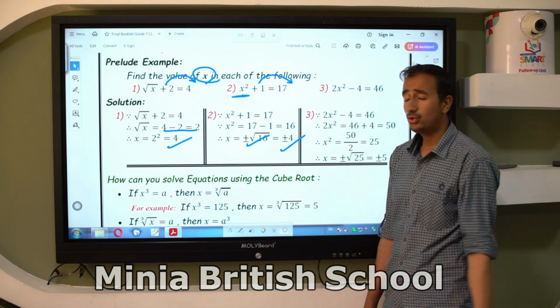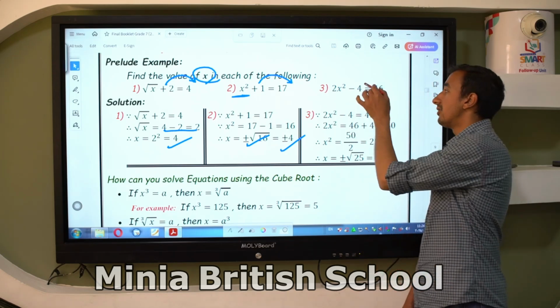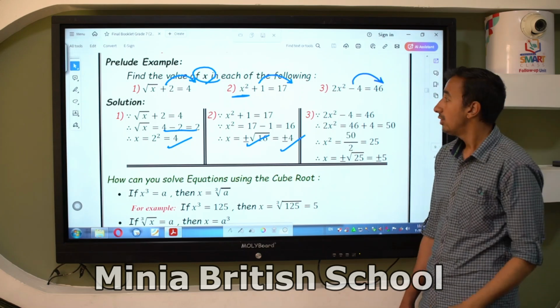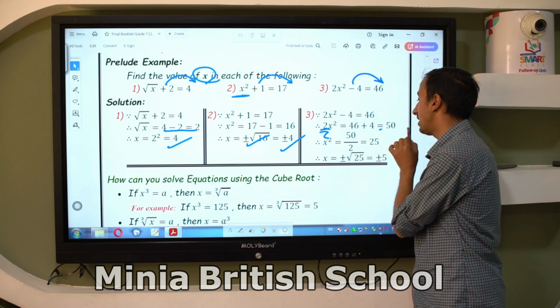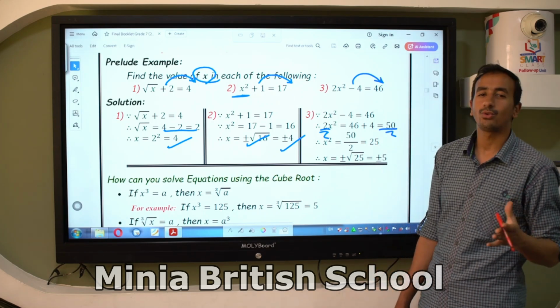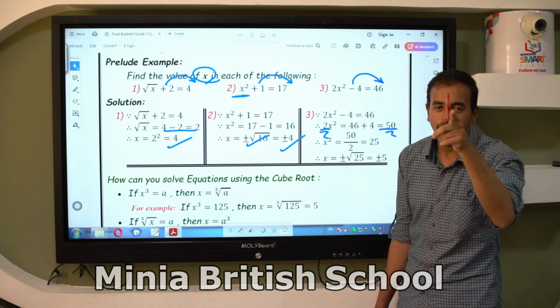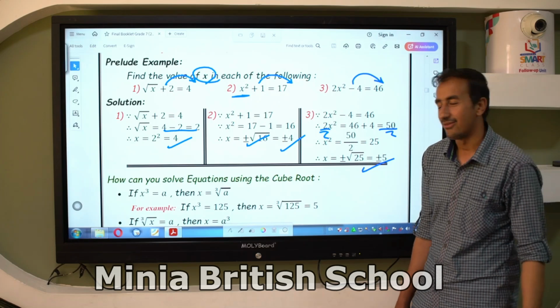Here, 2x power 2 minus 4 equals 46. I can put the inverse operation here. 2x power 2 equals 50. So you must divide by 2 on both sides. Here x power 2 equals 50 divided by 2 equals 25. x power 2 equals 25. So x equals positive or negative 5. Excellent.